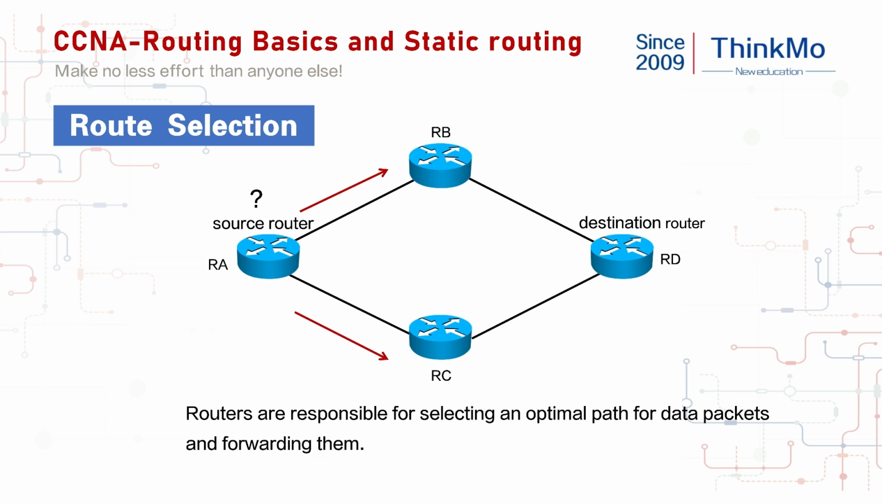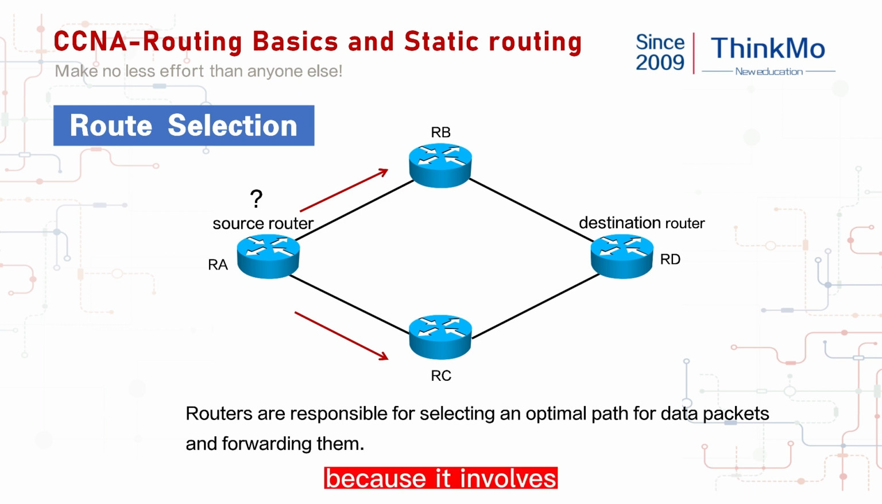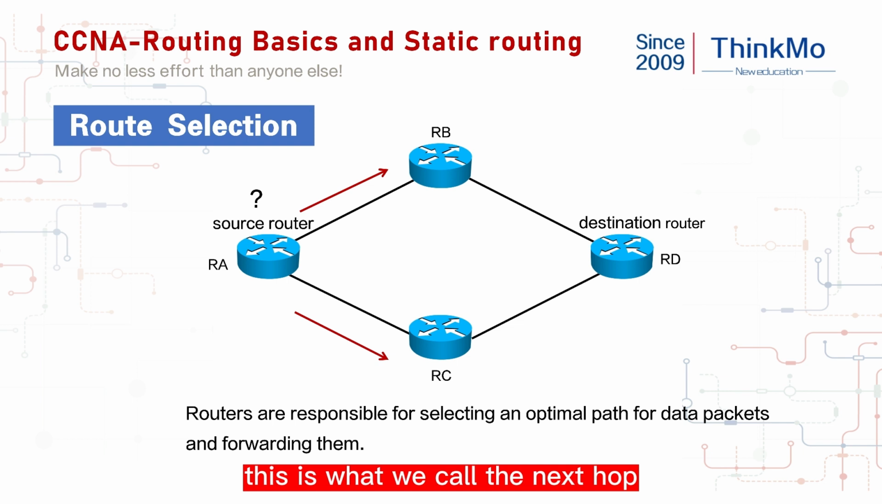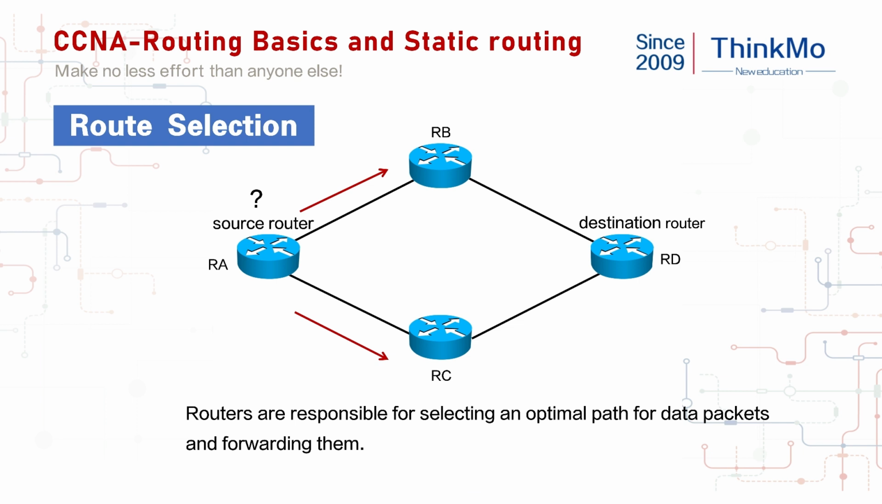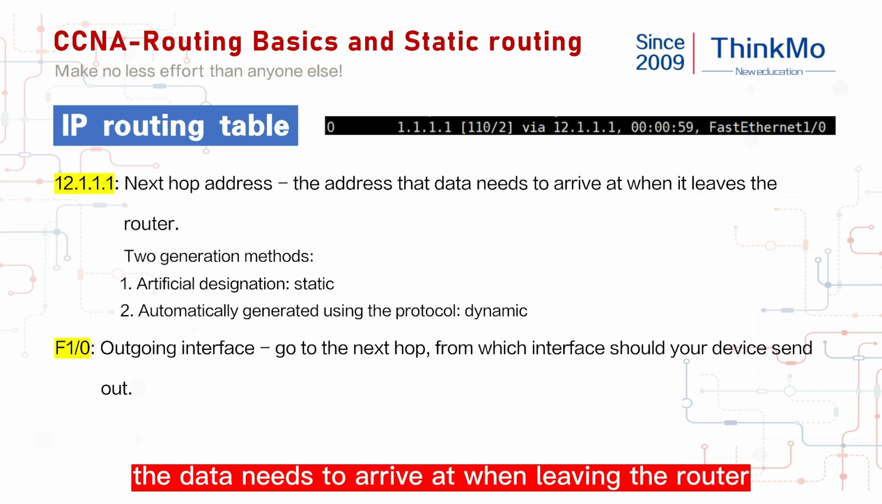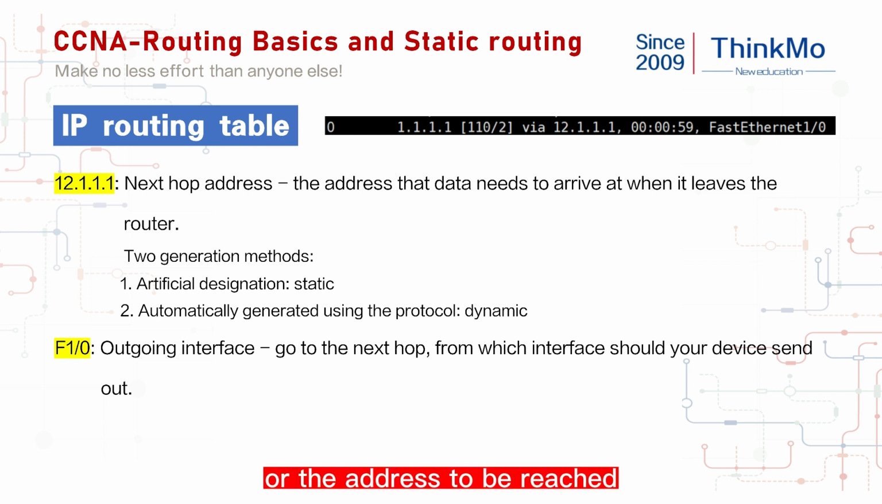Then when forwarding, it needs to specify the destination IP of the next hop, because it involves future requests to ARP. That is, after this data is sent out, which interface address should it be sent to? This is what we call the next hop. It's just that after this data is sent to the left interface of the router, that is, the left interface of RD, this is called the next hop. The interface that the data needs to arrive at when leaving the router, the address we call the next hop, or the address to be reached.